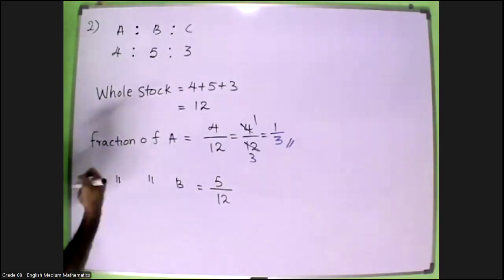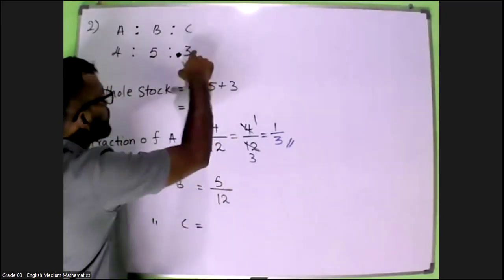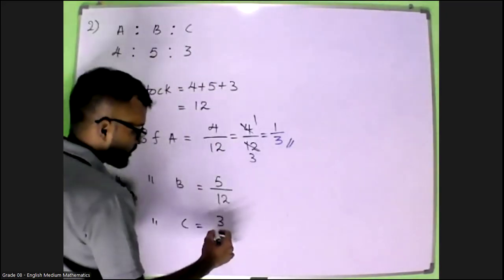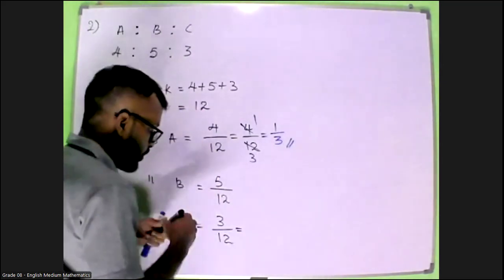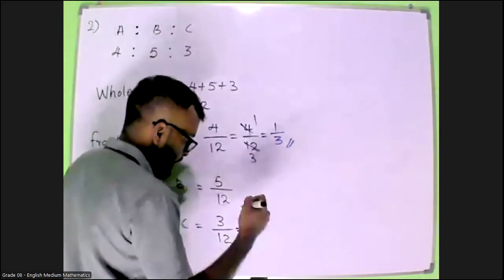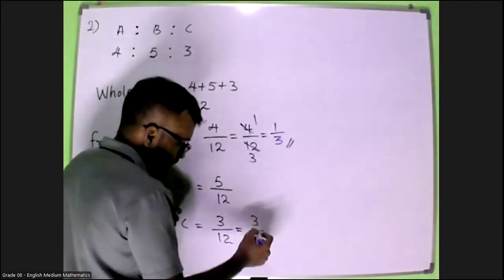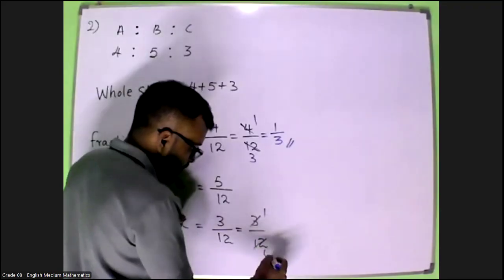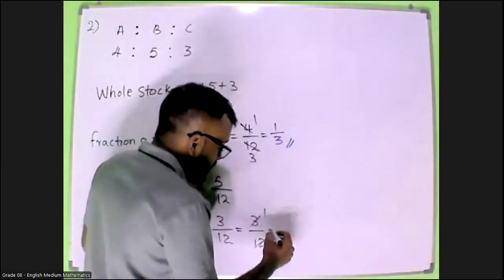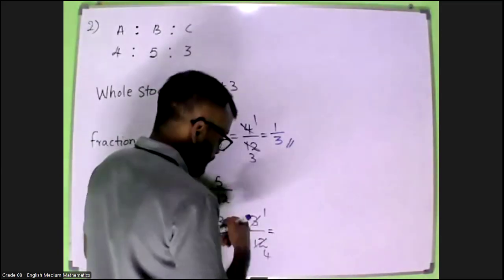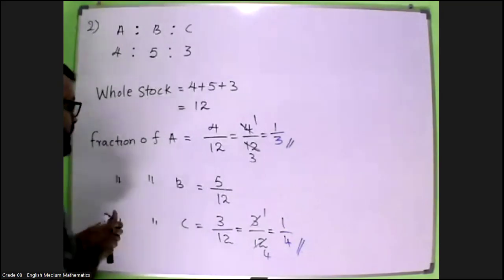So again, fraction of C. What is the part of C? You see 3 comes to the numerator, denominator comes the whole stock, 12. 3 upon 12. You can simplify this furthermore. Multiples of 3. 3 times 1, 3 times 4. We have the multiplication table as common factor. So the answer is 1 upon 4. And these are the simplest form. Right. So this is the answer for part 1.